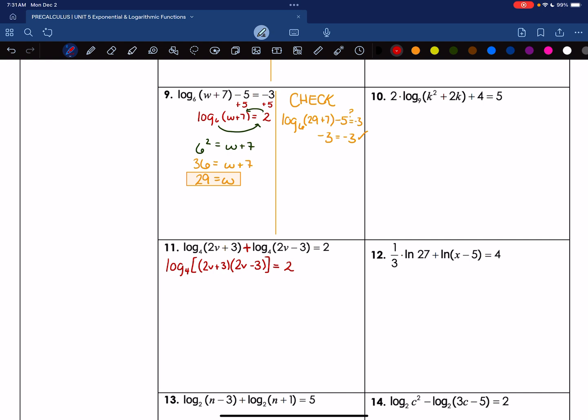So I need to take those binomials and multiply them together. I'm going to grab my little area model here. And I'm multiplying 2v and a positive 3 and a 2v and a negative 3.